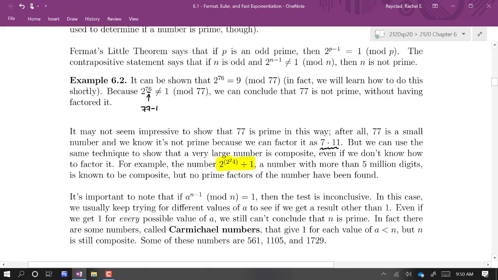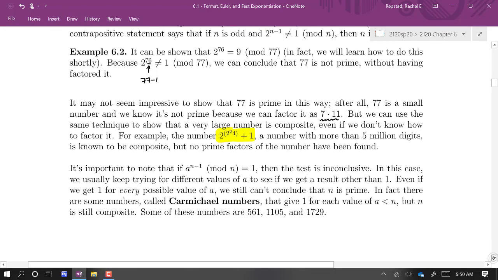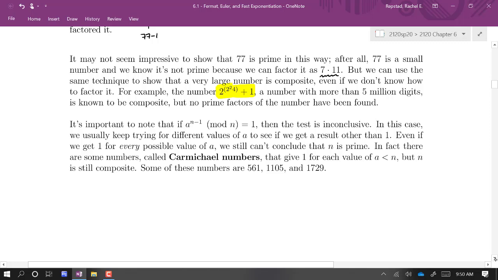Again, I mentioned that we cannot use it to show that a number is prime. You might say, what if I keep getting 1 over and over and over again? Wouldn't that result in us concluding that the number itself must be prime? And that's not true. In fact, there are numbers where we do get 1 for every possible value of a, but the number itself is not prime, and those are called Carmichael numbers.